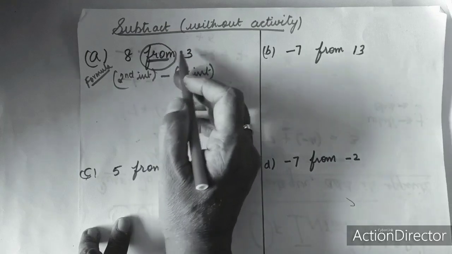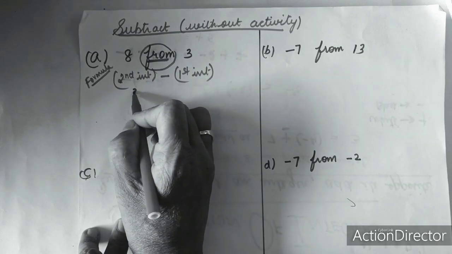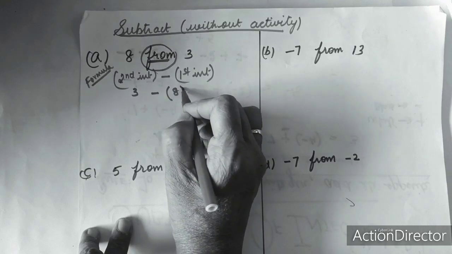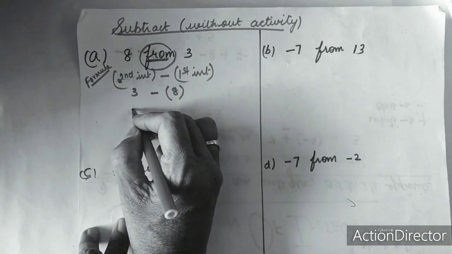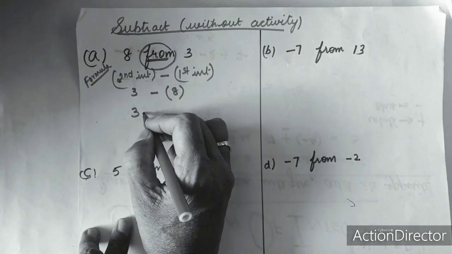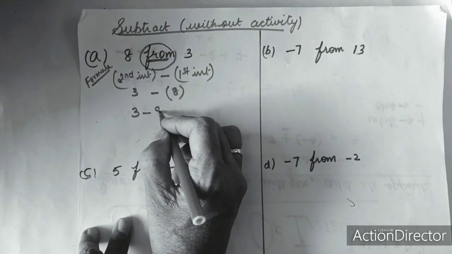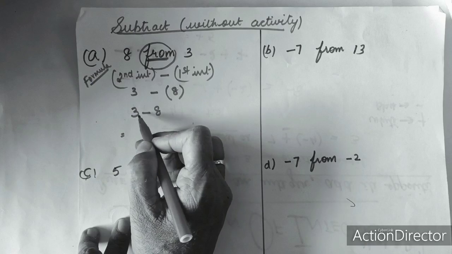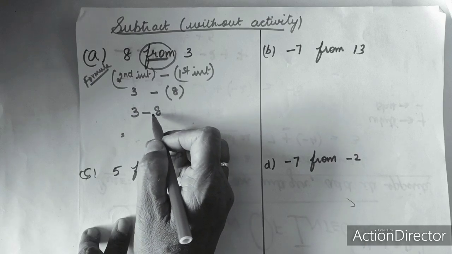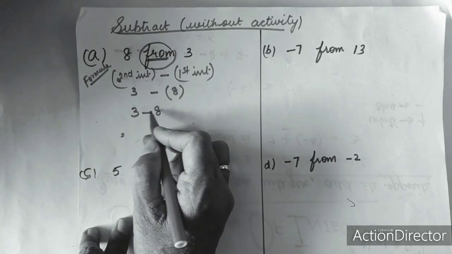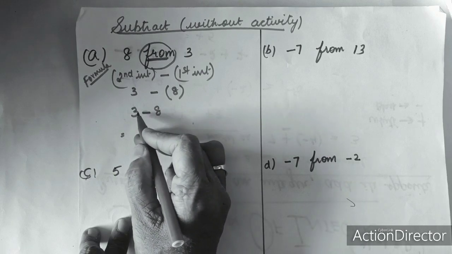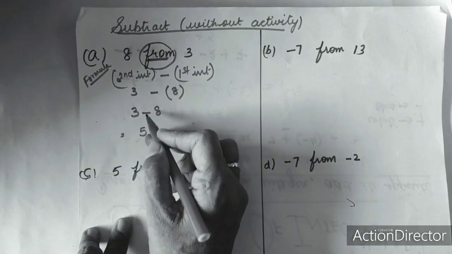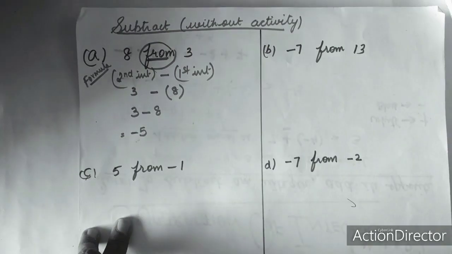Now what is my second integer? 3, minus, what is my first integer? 8. Now this can be written as 3 minus 8, and this is equal to, as I said, opposite of mixture of signs is always a subtraction. So 8 minus 3 is equal to 5, first subtracting the magnitudes. The sign of the bigger number is minus, so I am going to put the minus sign.